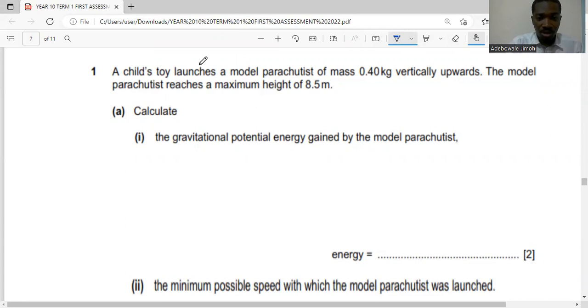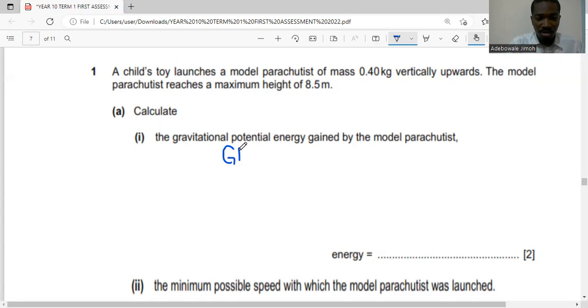A child's toy launches a model parachutist of mass 0.4 kilogram vertically upwards. The model parachutist reaches a maximum height of 8.4 meters. Calculate the gravitational potential energy gained by the model parachutist.